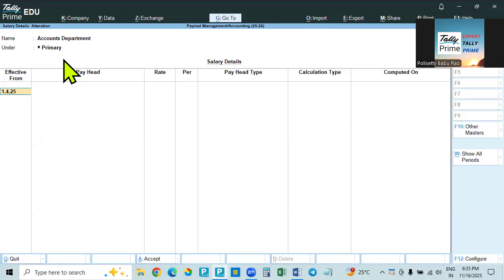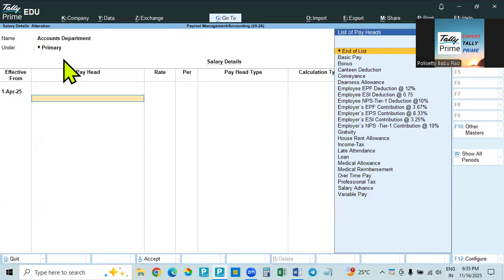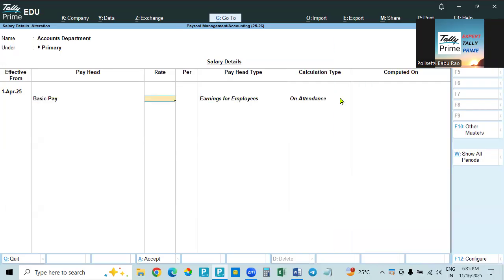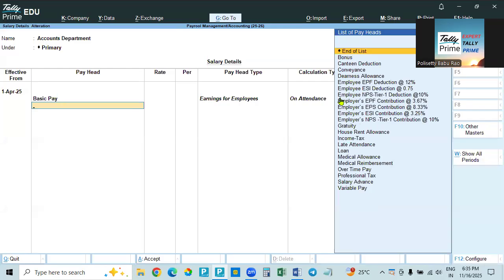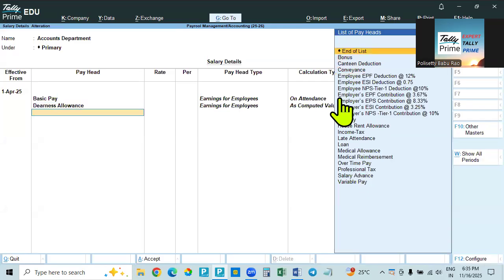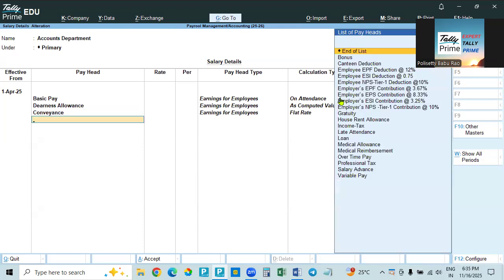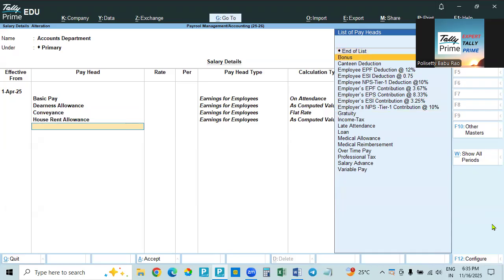1425 is the beginning, so from here every month you calculate. Here we have to give all these things. First we will give the earnings for the employee. So what is the earning? Basic pay. We will not give any amount. Basic pay, enter, then come down, dearness allowance, come down, then conveyance, without giving any figures, then come down to house rent allowance.